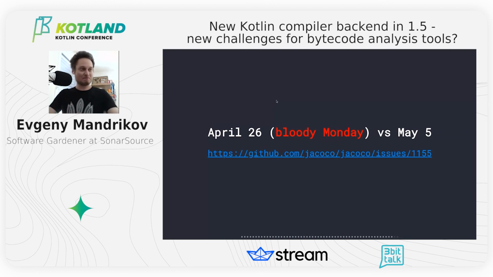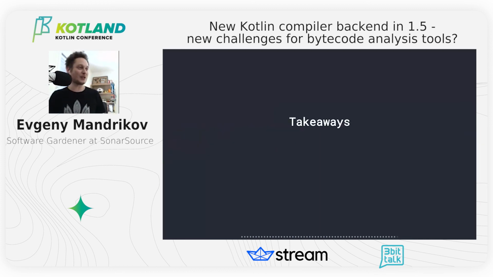But all good. We went through this. It's already passed. Kotlin 1.5 is released. You can enjoy the performance of a new compiler. Jacoco 0.8.7 is released. It contains many improvements for Kotlin 1.5, even for Java, etc. And here are the takeaways for you from this talk.